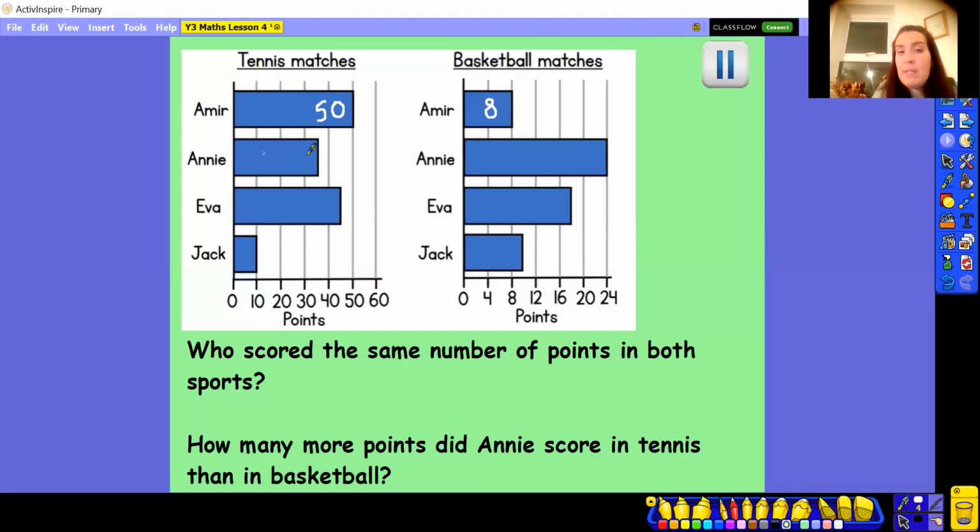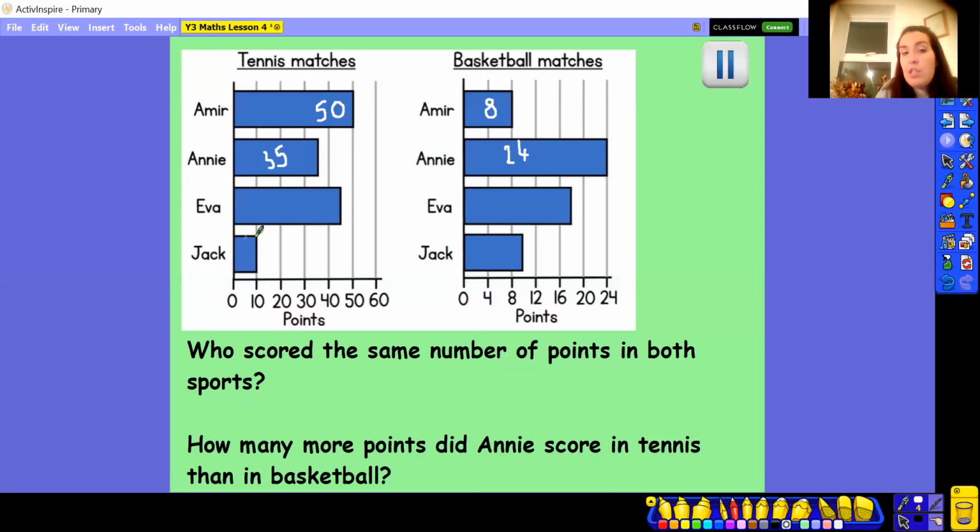So in tennis, let's go to the end and scroll down. Halfway between 30 and 40 means that Annie must have scored 35 points in her tennis matches. Let's have a look at her basketball matches. She scored 24 points. So it's not Annie. Let's have a look at Jack.